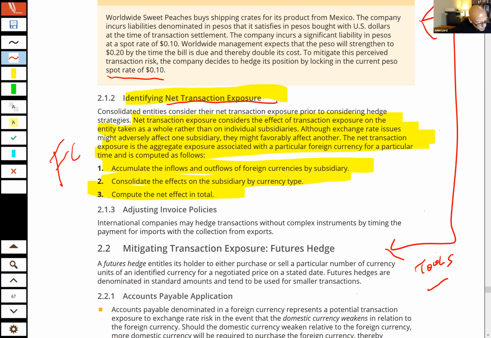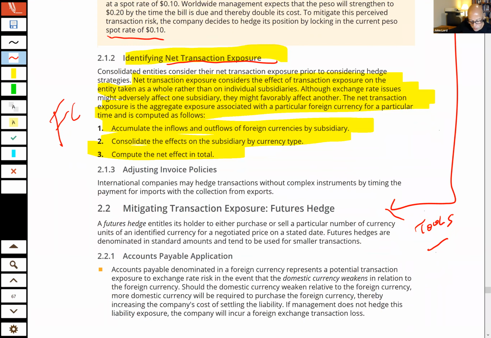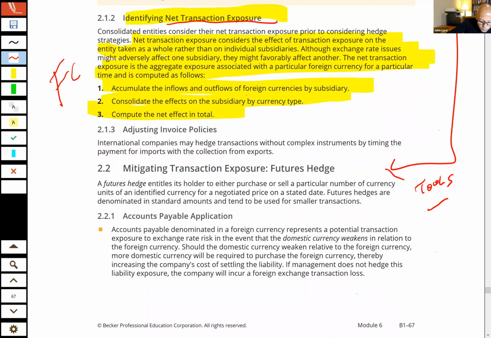But just flashcard the steps here for calculating the net transaction exposure. And then let's just go ahead and start to look at some of the tools, starting with future hedges. Okay, so let's take a look at future hedge. And a future hedge entitles its holder to either purchase or sell a particular number of currency units for an identified currency for a negotiated price at a stated date. Future hedges are denominated in standard amounts and tend to be used for smaller transactions. Okay, so for more current, common, smaller transactions, we're going to use future hedges. So flashcard that.